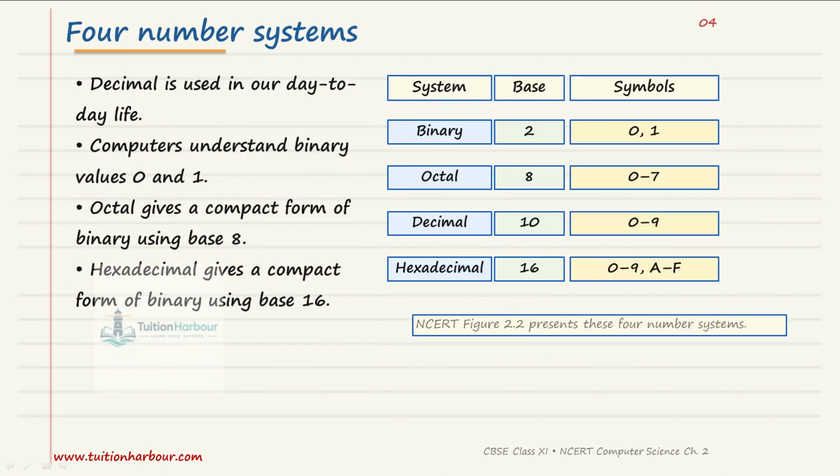There are four important systems here. Binary has base 2 and uses 0 and 1. Octal has base 8 and uses 0 to 7. Decimal has base 10 and uses 0 to 9. Hexadecimal has base 16 and uses 0 to 9 and A to F.